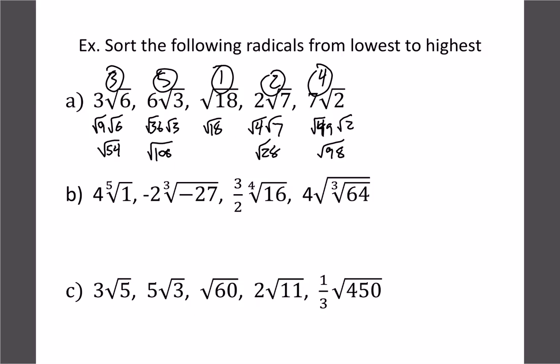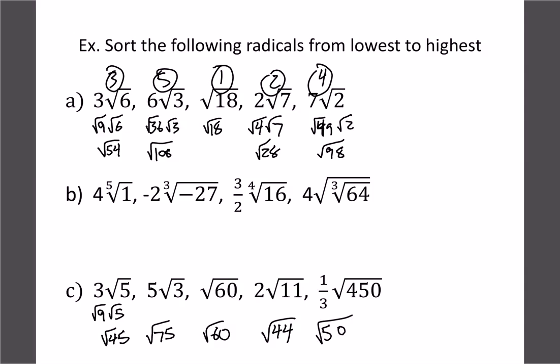Let's actually skip B for a second. Let's go down to C. So we would do it the exact same way. So in this case, we'd have 9 and 5, which would be root 45. And I'm going to do this one a little bit different. I'm going to go 5 times 5 in my head, which is 25, times 3 would be 75. 60 is good. 2 times 2 is 4, times 11 would be 44. 1/3 times 1/3 is a ninth, times 450, so 450 divided by 9 is 50.